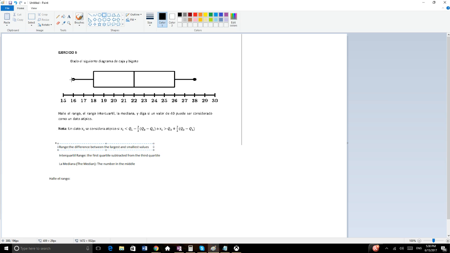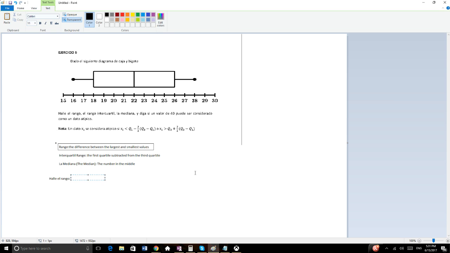So everything between 16 and 18 is part of this graph. So 28 and 16, not 18. 28 would be the largest value on the graph, and 16 would be the smallest value. And all we have to do to find the range is subtract 16 from 28. So 28 minus 16 is going to be our range. So that's going to be a value of 12.